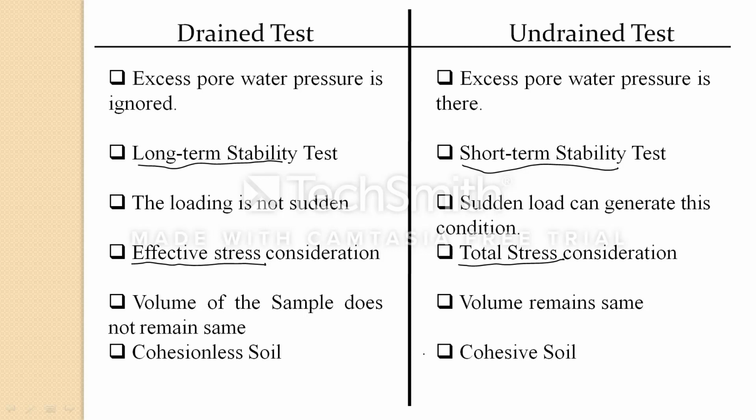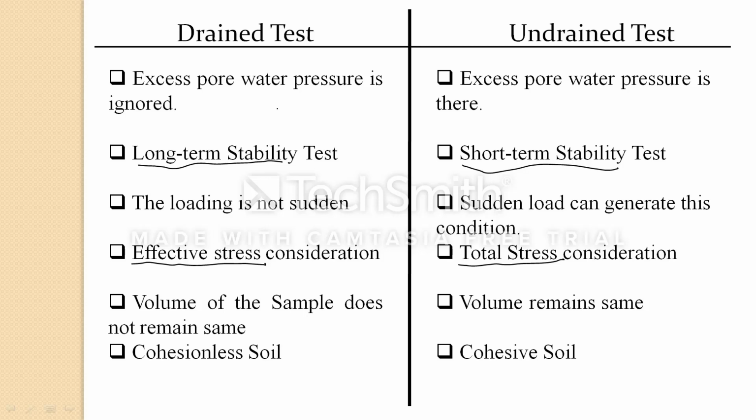And the last difference is that the drained test is mainly for cohesionless soil profiles. Cohesionless soils are going to have drained conditions, and cohesive soils are normally termed as undrained conditions. But this is not always true. In fact, cohesive soil can sometimes act under drained conditions also. We are going to discuss this in a few later slides, but this is not always true.